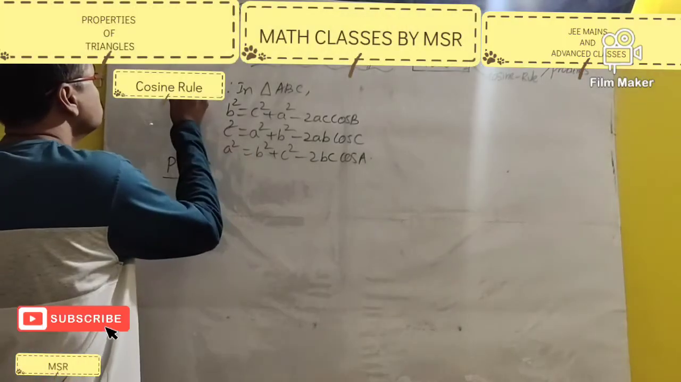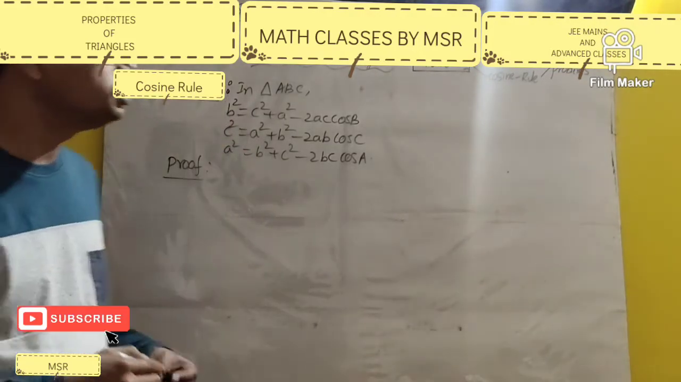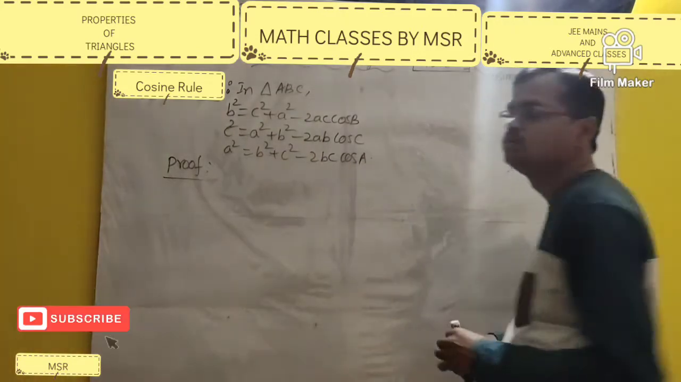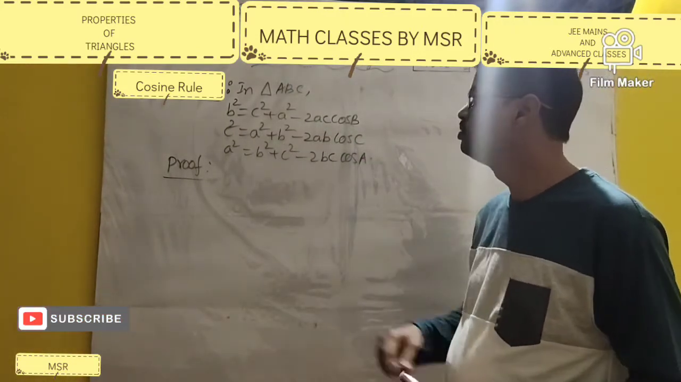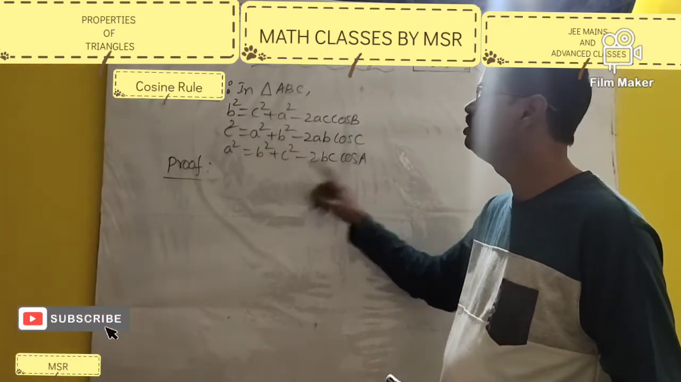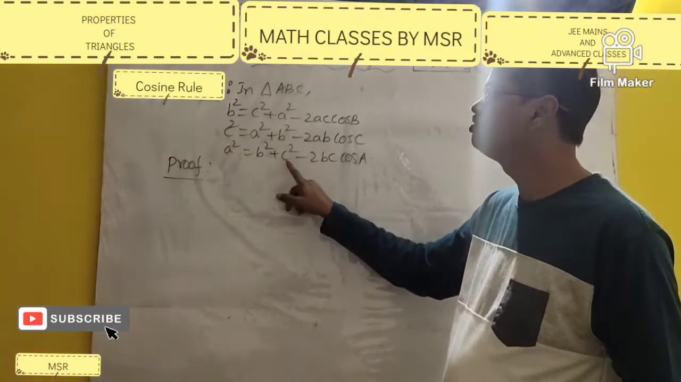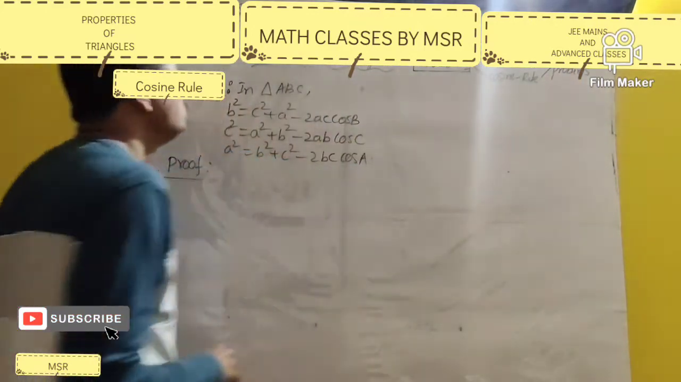We are going to discuss the cosine rule. In any triangle ABC, b² = c² + a² − 2ac cos B. c² = a² + b² − 2ab cos C. a² = b² + c² − 2bc cos A. This is the cosine rule.